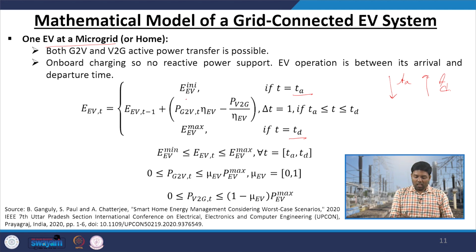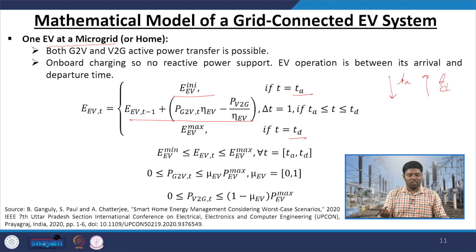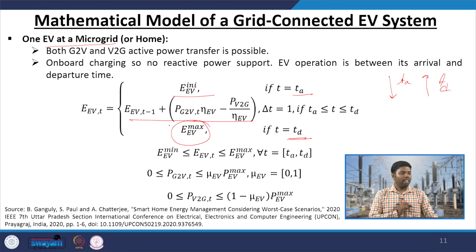It returns with an initial value of energy level, then its energy level will be updated. That means if it is charging, the energy level will become higher. If it is discharging, then the energy level will become lower because of this vehicle to grid support. But at the time of departure it has to be at its maximum capacity. That is the primary purpose of a car. You need your car to be fully charged.